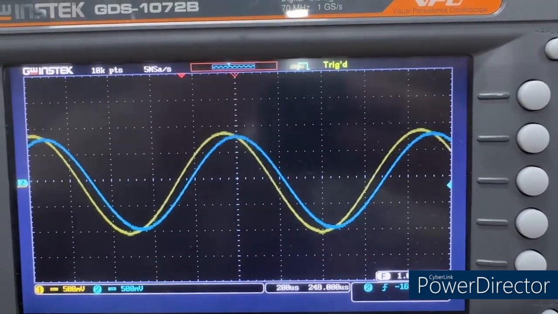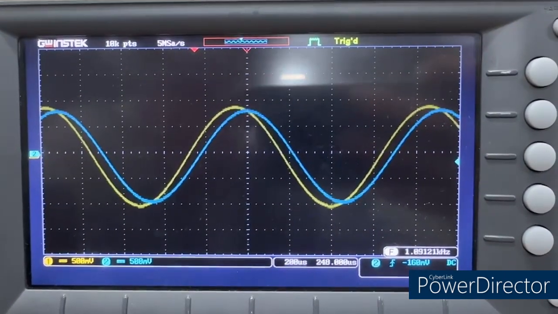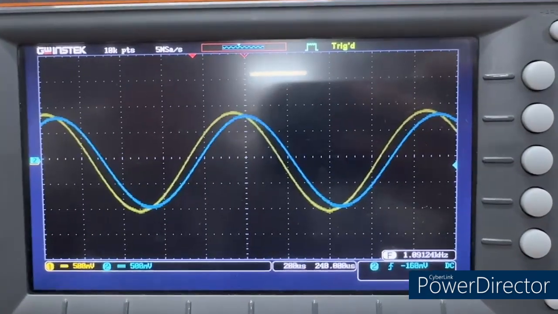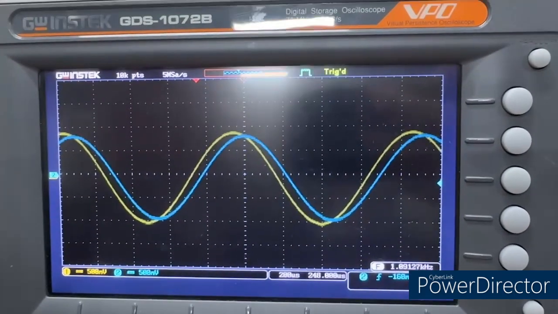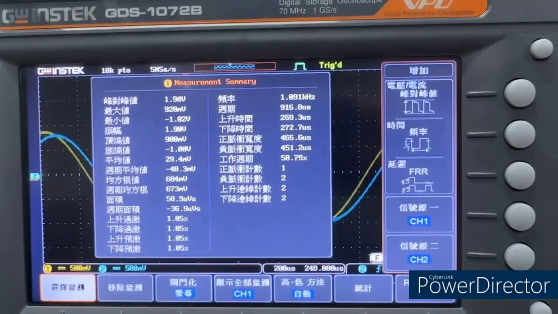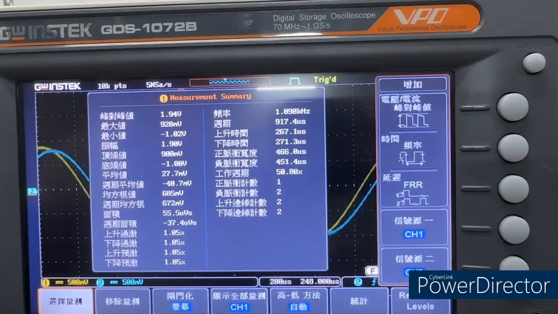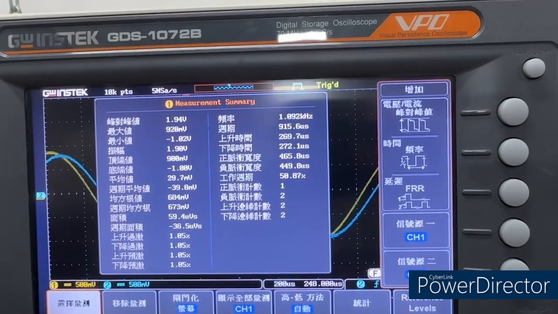So now we have to try to use the Lissajous figure to find the capacitance. And first, we can use the measure mode to measure the frequency of the input signal. And as you can see, the frequency of the input signal is about 1.1 kilohertz.